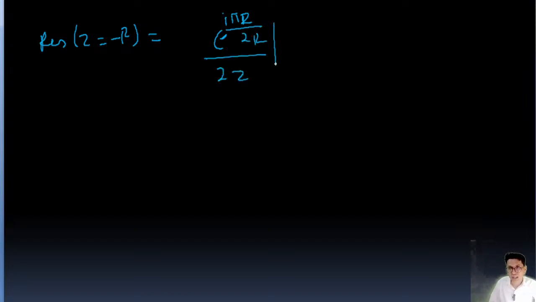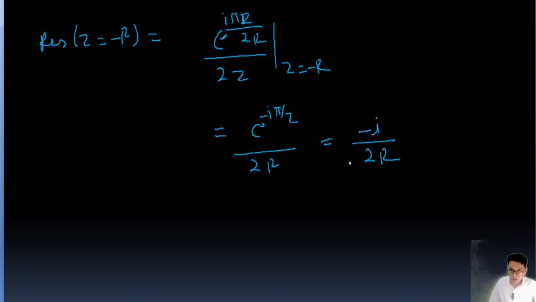Okay, now next, residue at z equal to minus r. Again in a similar way, e to the power iota pi z upon 2r, upon 2z at z equal to minus r. So this value is going to be e to the power minus iota pi by 2 upon 2r, because z we'll put minus r, right? r will get cancelled, 2r. So this is going to be minus iota upon 2r, because r equal to minus 1, right? Minus will get cancelled, so iota upon 2r.